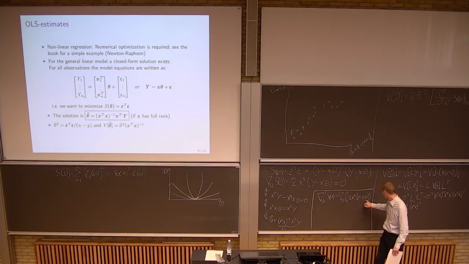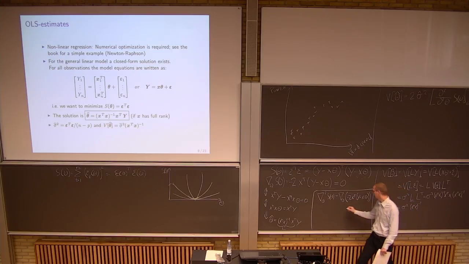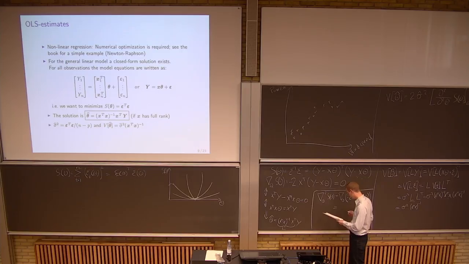Now, here you only have one theta, so everything is fairly easy. A minus there as well, and 2 of course goes outside, but this minus cancels this minus when we do the differentiation. So what we're left with here is 2 times X transpose X.